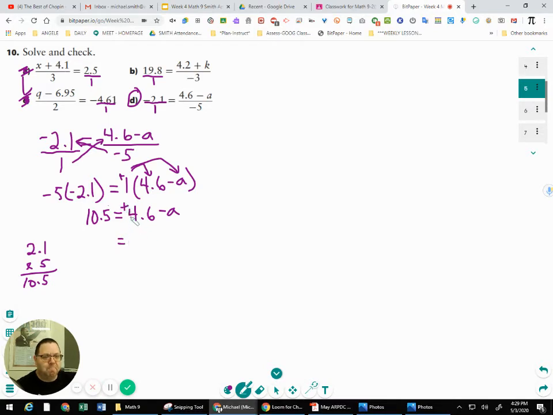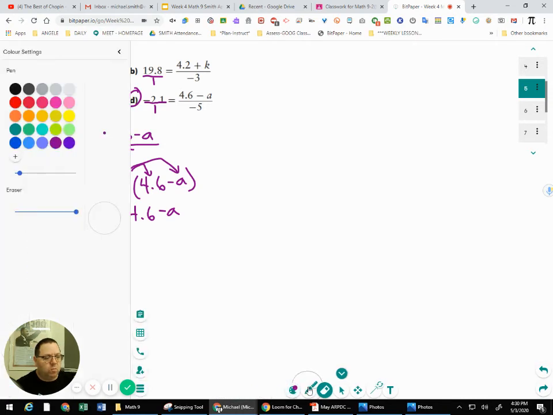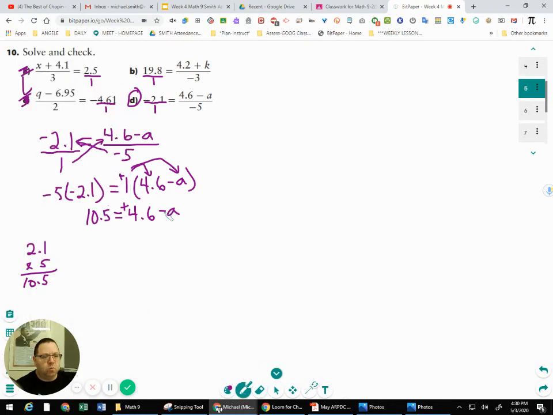We've got positive 4.6 on both sides, so we're going to subtract 4.6 from both sides. Some of you may have noticed that we've got a negative A, but I'm not worried about that yet. I'll deal with that in a moment. So I'm going to subtract 4.6 from both sides. There's my messed up number 4. Let's see if I can get this right. There we go. So that zeroes itself out.